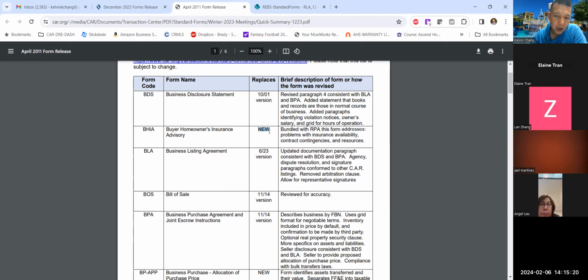If you see the words "new," this is telling you this is an absolutely new form that you've never seen before. And I'm going to explain and cover all the new forms today. Okay. So we'll start from the top, from alphabetical order. Form BHIA is regarding homeowners insurance.